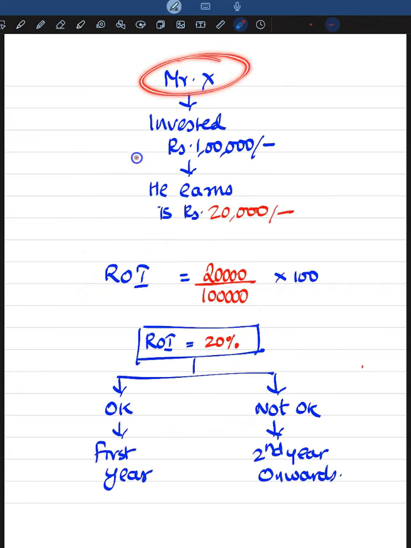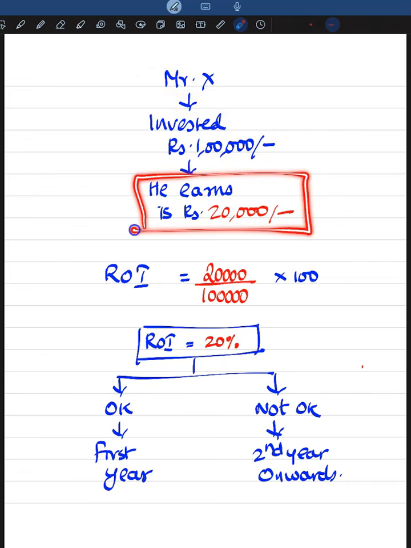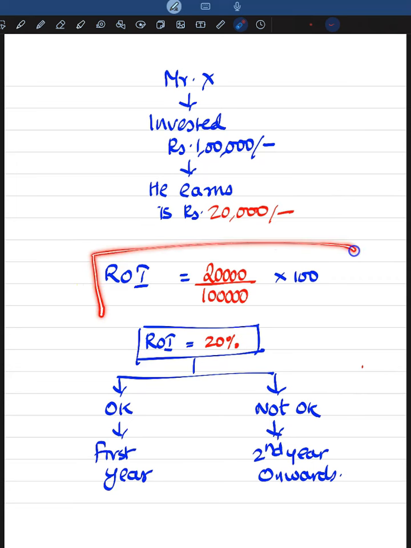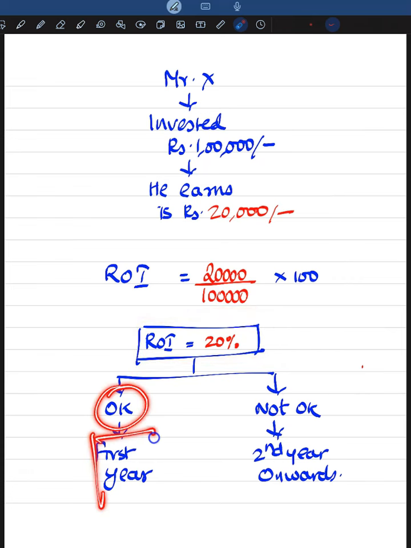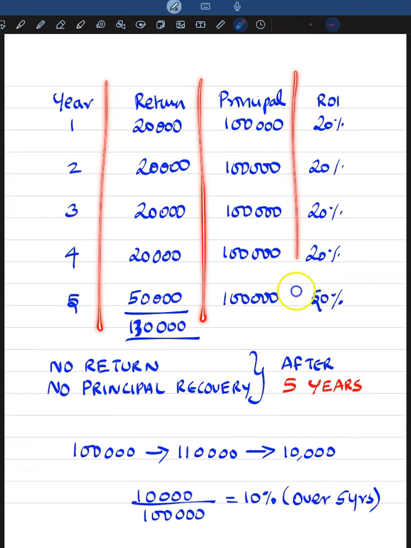Let's assume Mr. X has invested rupees 1 lakh. He earned rupees 20,000 in the first year as a return on investment. So he immediately calculated the return on investment as 20,000 divided by 1 lakh into 100, and he expressed his return on investment as 20%. This calculation is okay for the first year, but it is not okay to adopt the same calculation from second year onwards.